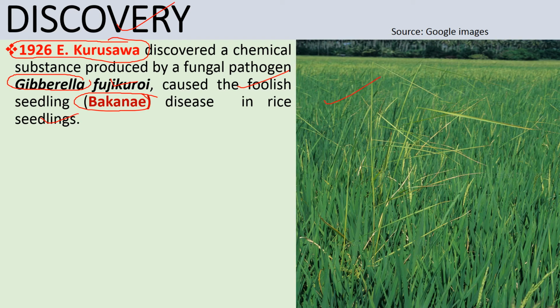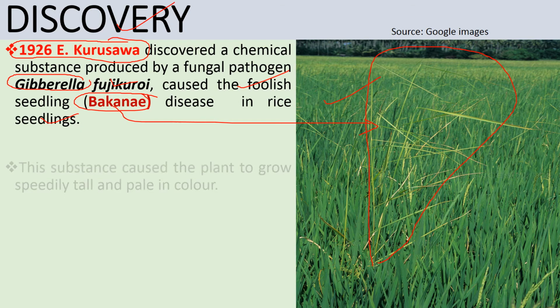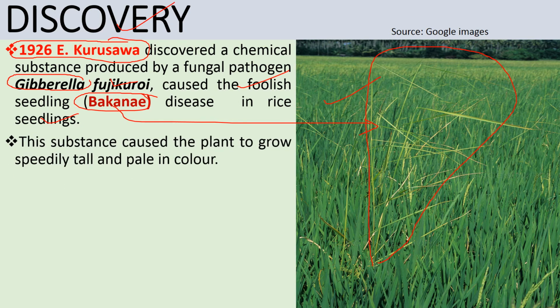So this is the rice field. In this rice field we can observe some rice plants which are pale in color, और इनकी जो height है that is much longer as compared to the normal plants. So this diseased form is known as Bakane or foolish seedling disease in case of rice. So it was first observed by E. Kurosawa. Then this substance causes the plant to grow speedily tall and pale in color, that we can see in this picture.